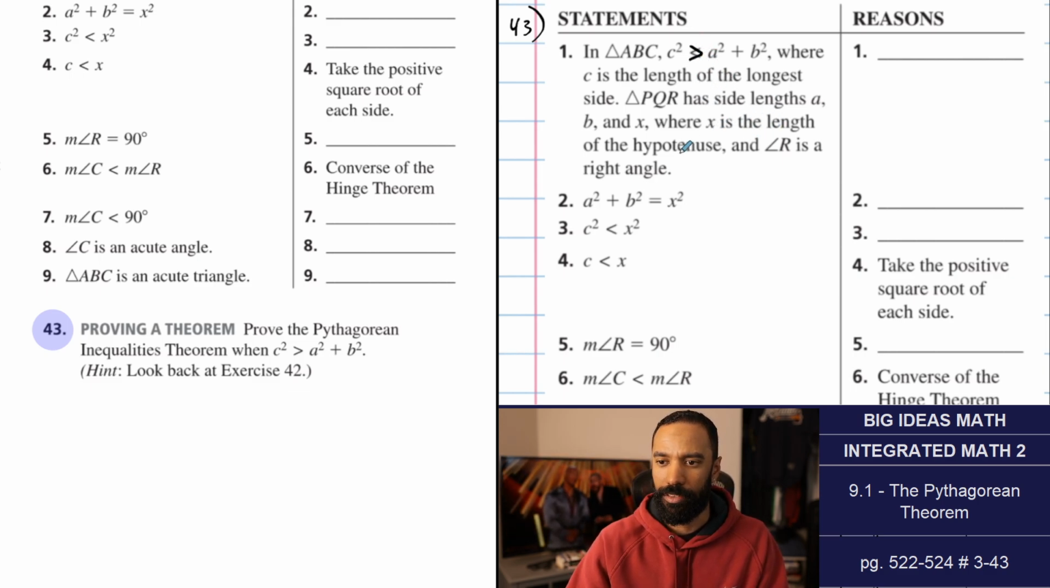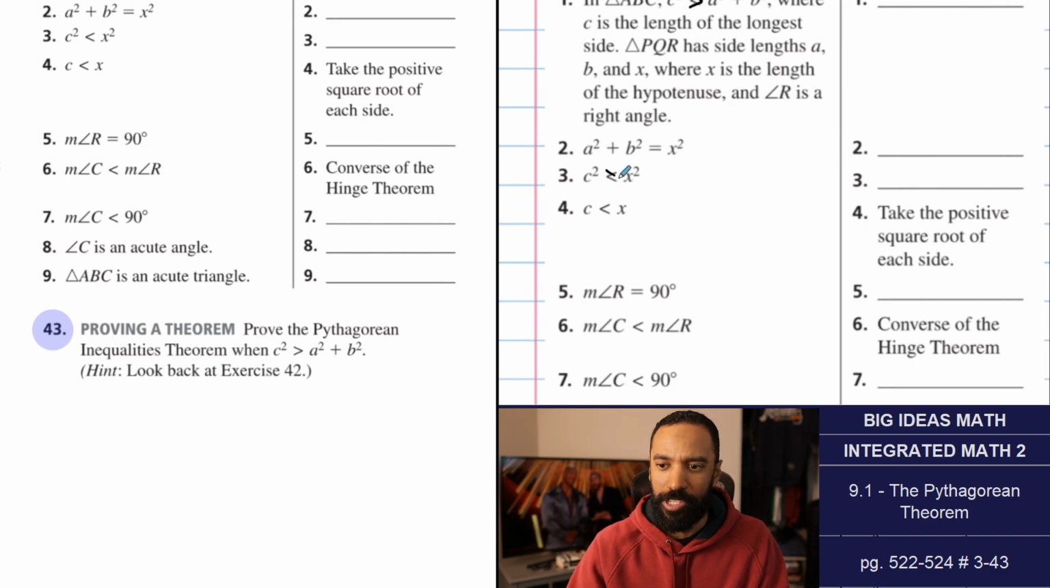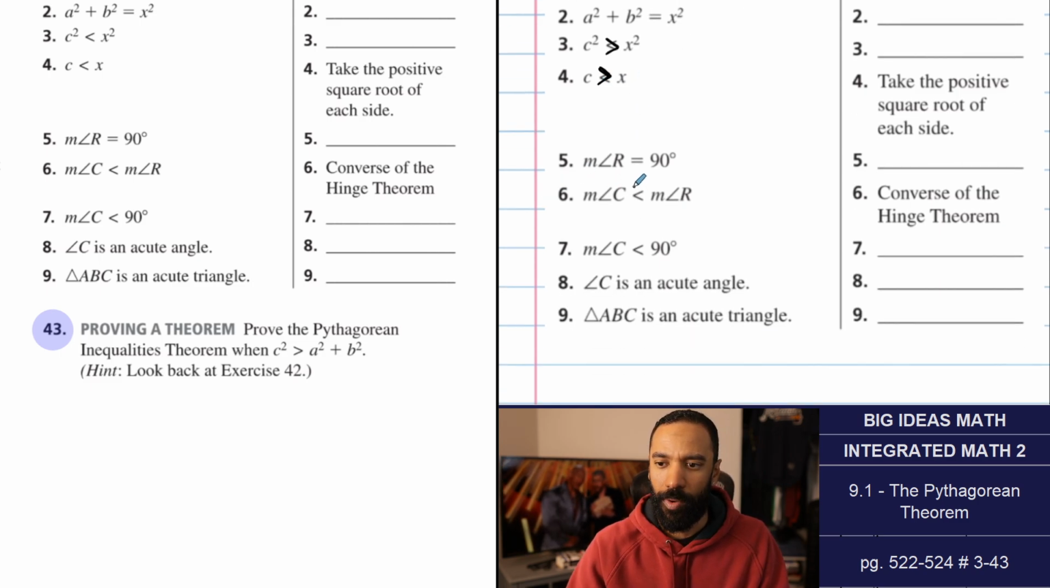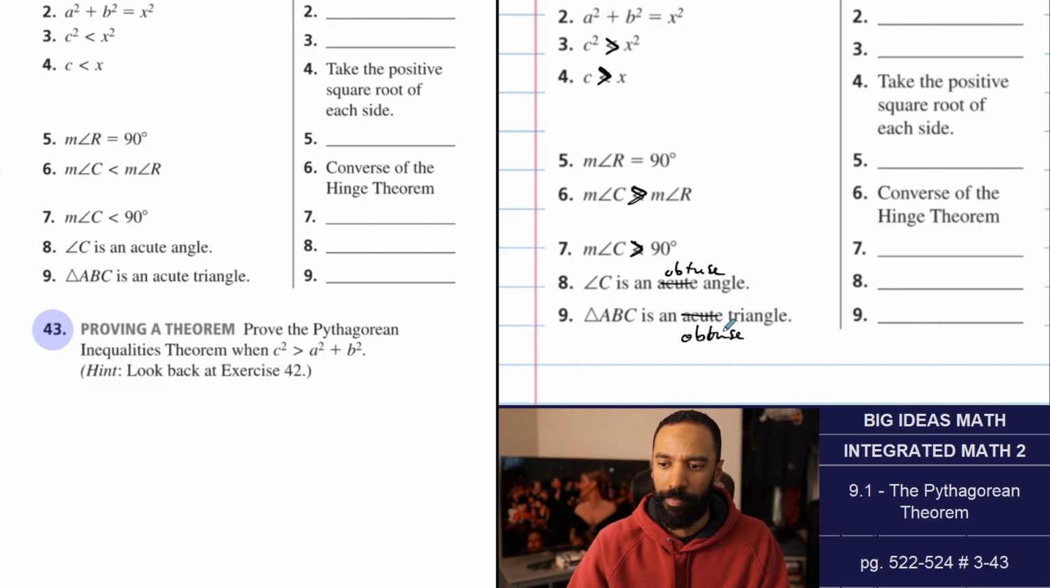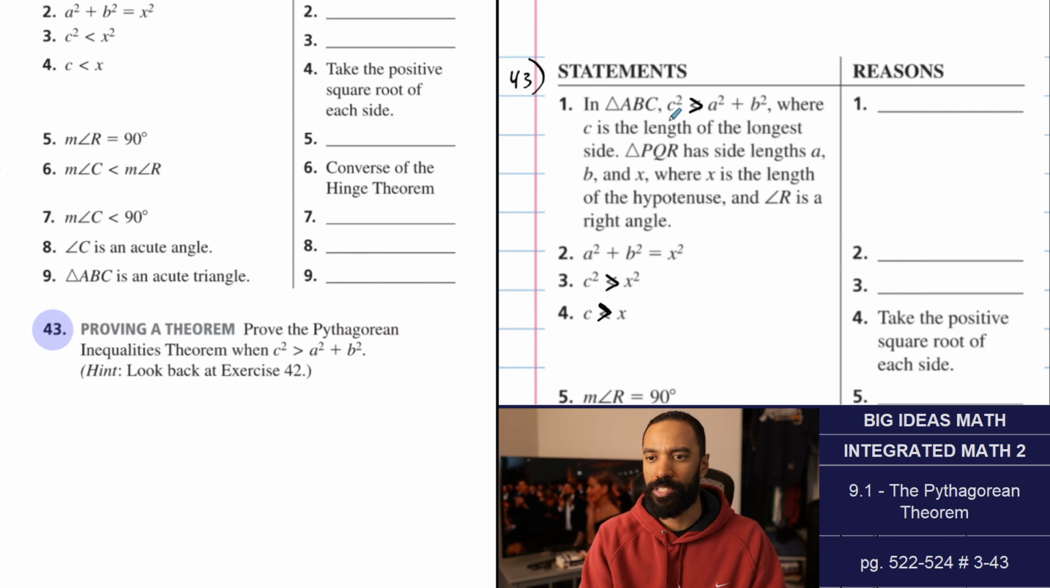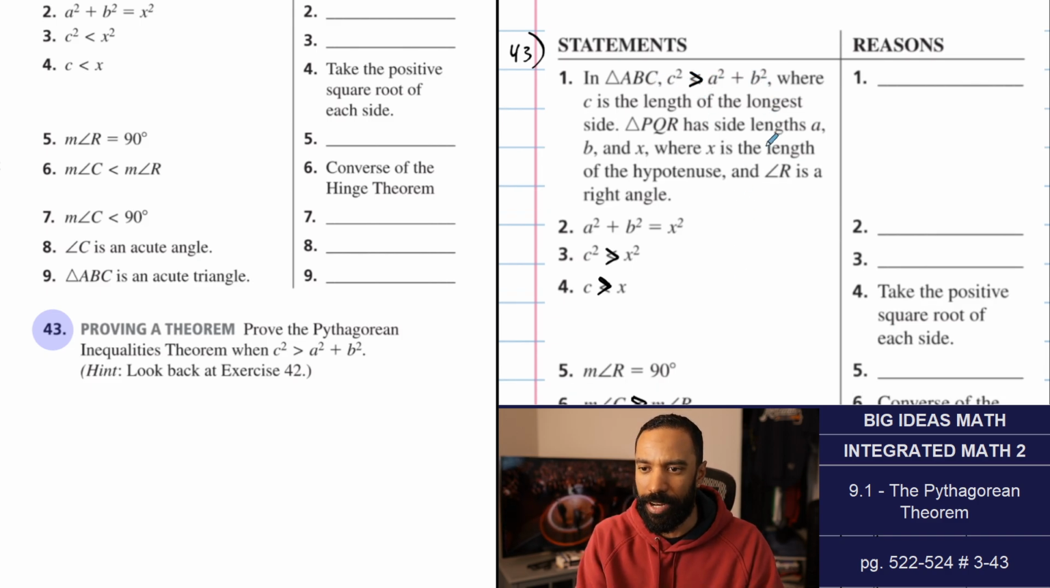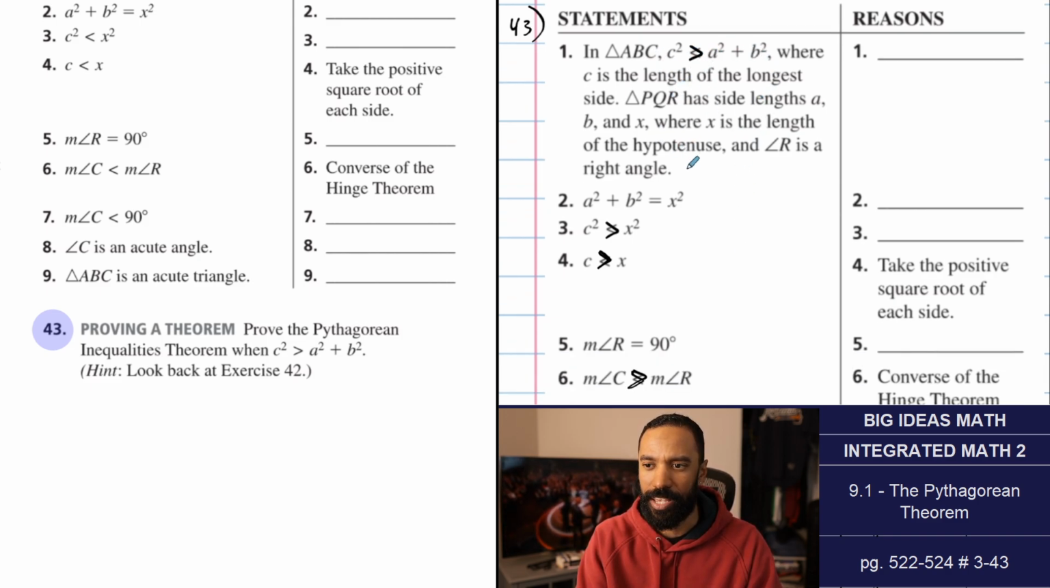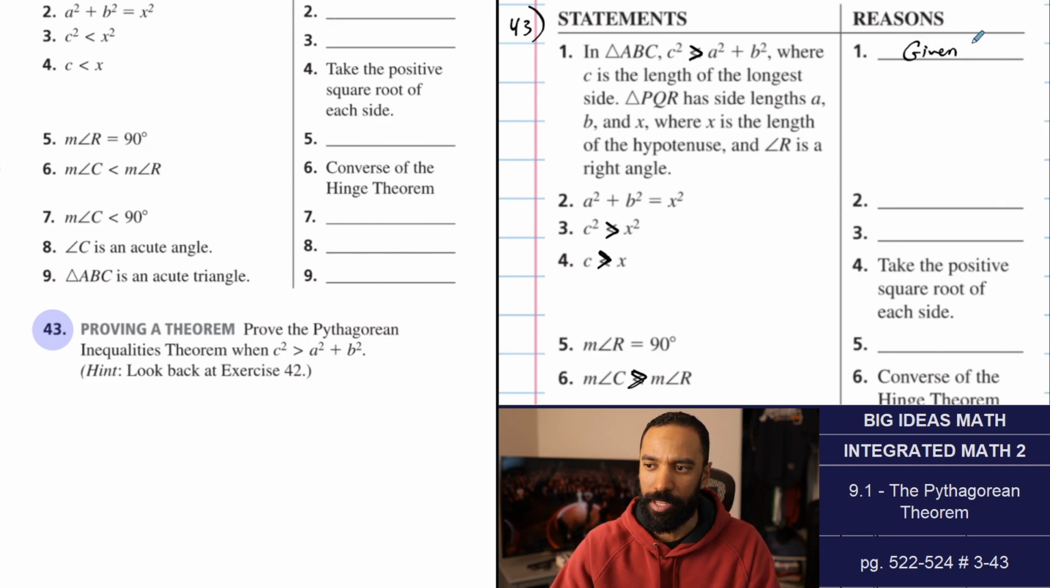C is the longest side, right angle. I think basically all these change like that. Greater than, greater than, greater than, greater than, obtuse, and obtuse. So I think that all works out. So in triangle ABC, this is greater than a squared plus b squared. It's the longest side. It has side lengths here. R is a right angle, given. I think I can pretty much write the same things here.